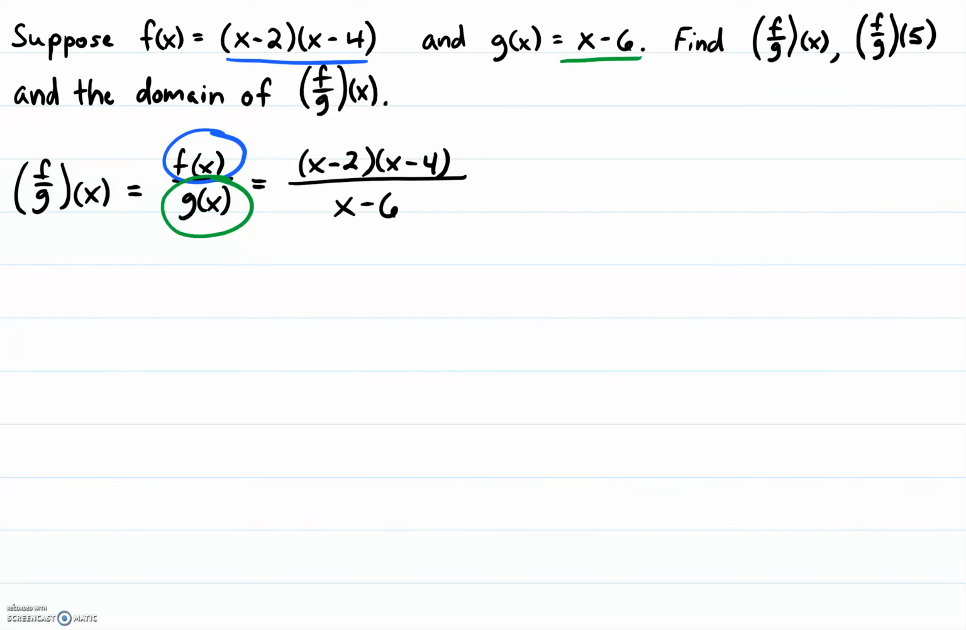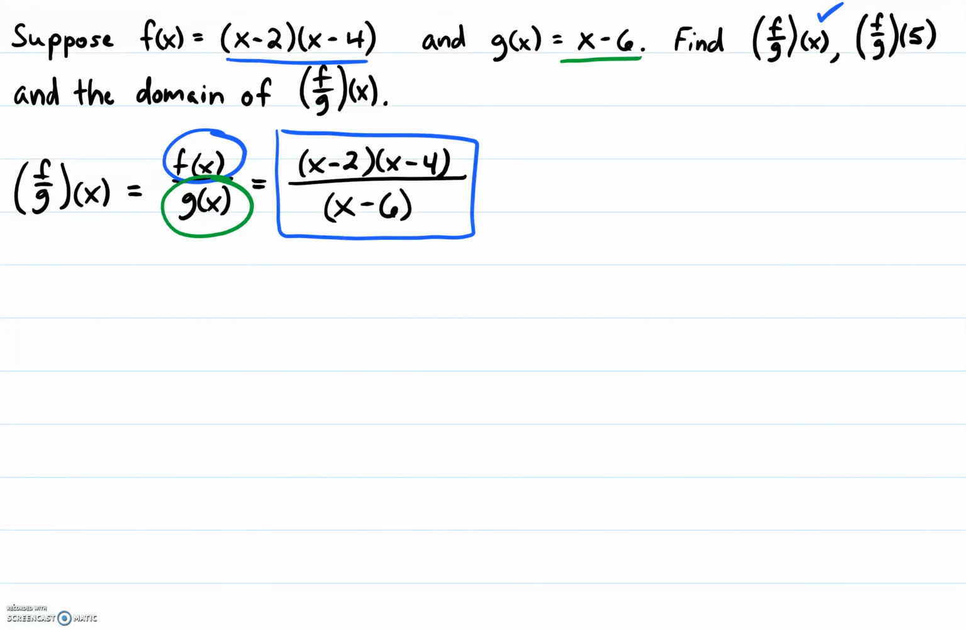So when you're doing the quotient of two functions, usually the answer is going to be pretty straightforward. You just put one function over the other. You want to look and see if there's anything you can do to simplify. So if we had any common terms on top and bottom, and it was all multiplication, you could cross off those common terms, or if you could factor something out. You always want to look for those sorts of things to simplify the answer. But in this case, there's nothing we can do. So we're just going to put a box around x minus 2 multiplied by x minus 4 all over x minus 6. That is the answer for the first part.